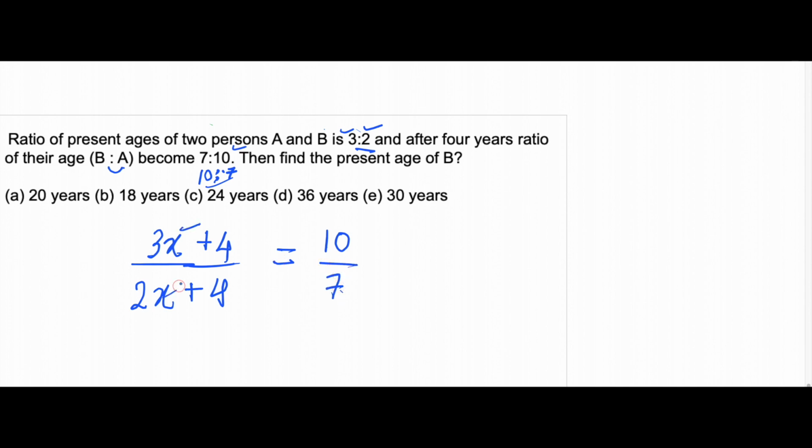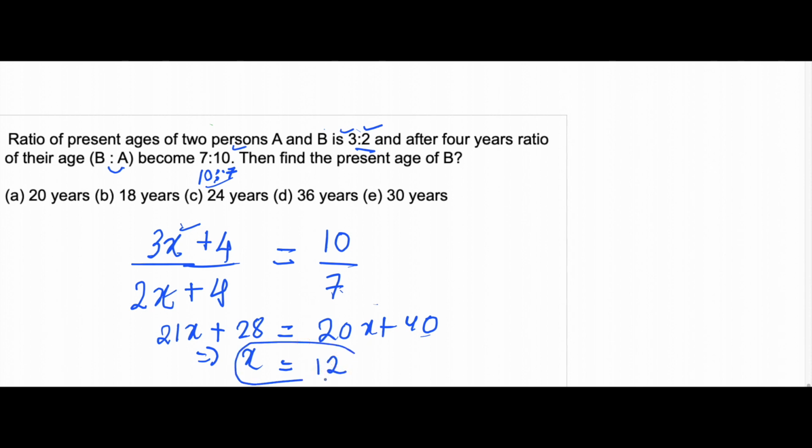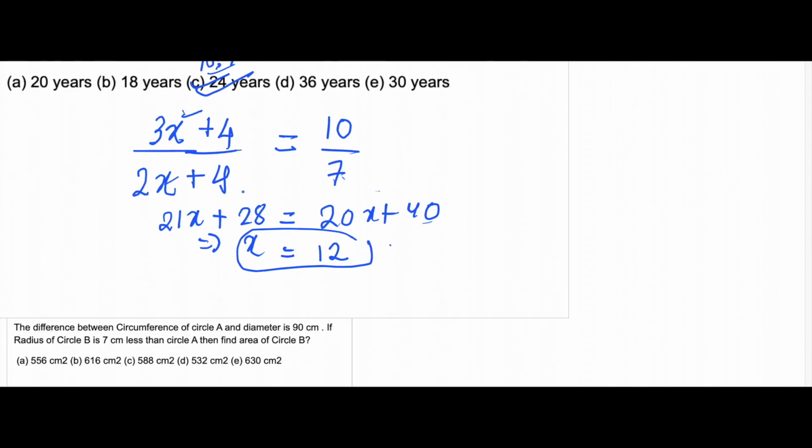Now just find out the value of x. 7 into 3, 21. 21x plus 28 is equal to 20x plus 40. So 21x minus 20x is x, which is equal to 40 minus 28. That is 12. So what do we have to find out? Present age of B. So present age of B is 12 into 2, that is 24. Option C is the answer. Okay, next question.